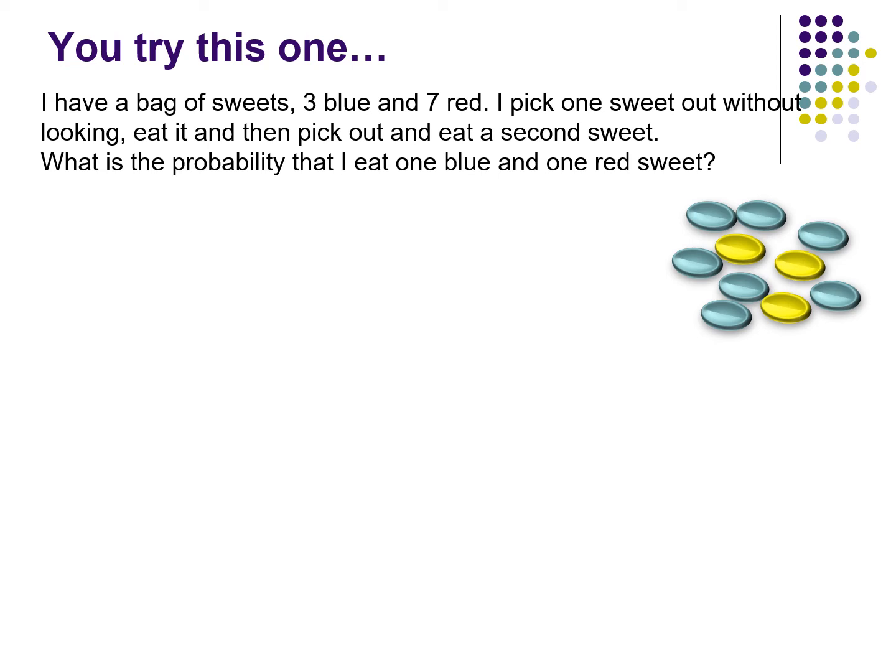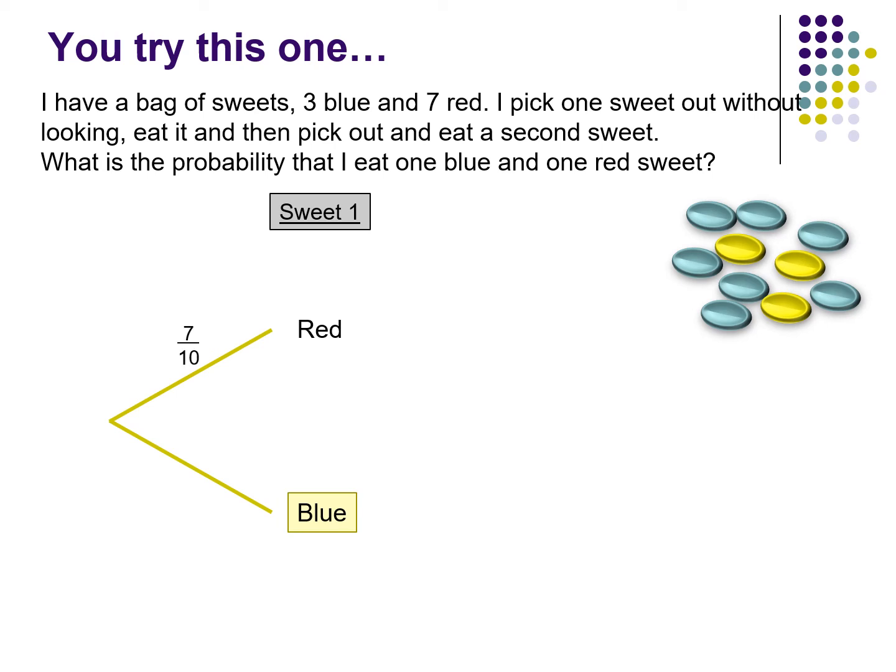Okay, so hopefully you have paused it. Let's look at what our tree diagram looks like. First outcome, picking the first sweet. Okay, 2 different possibilities, red, blue. Okay, that's sweet 1. Probabilities on your branches, 7 over 10 and 3 over 10. Okay, to get that right, you might have had blue on the top, red on the bottom. It really doesn't matter which order you put them.